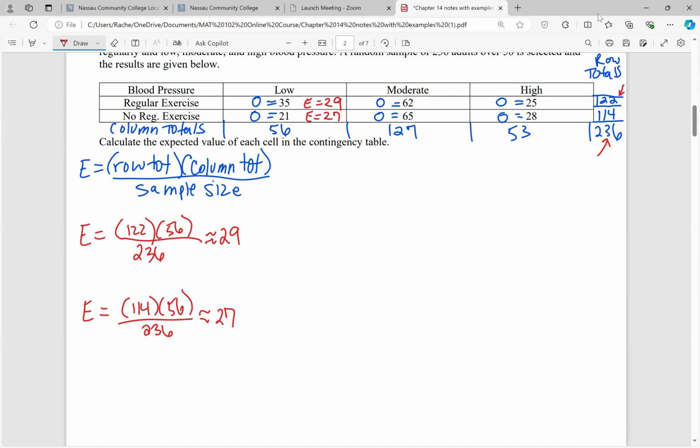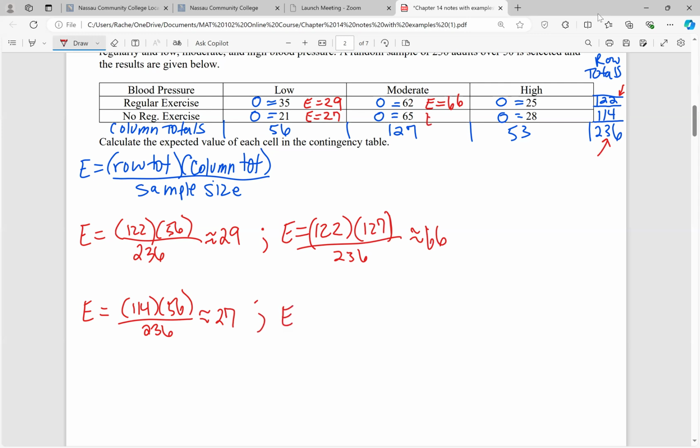So for the next one, for moderate and regular exercise, we're looking at this cell right here. Let's get this expected value. So we're going to take 122, the row total, times the column total, which is 127. And we're going to divide by 236. And we get about 66. So the expected value would be 66.